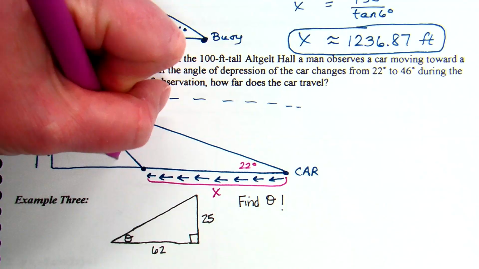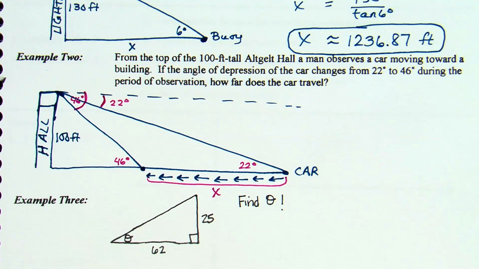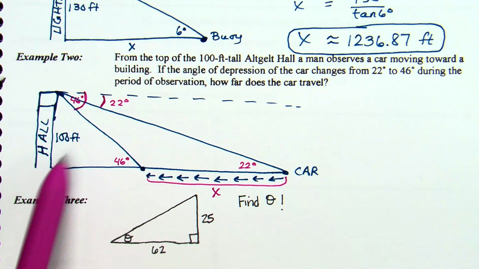Now, here's the problem. We need to find X. X is not the side of a right triangle. It's the side of a triangle, but the whole point today is to use trig functions, which means we need right triangles. So we're going to have to work with the right triangles that we have. What if I say I see two right triangles? Can you see two right triangles? They overlap. We have the small right triangle that has the 46 degrees in it, and then the bigger right triangle that includes the smaller triangle and has the 22 degrees in it.